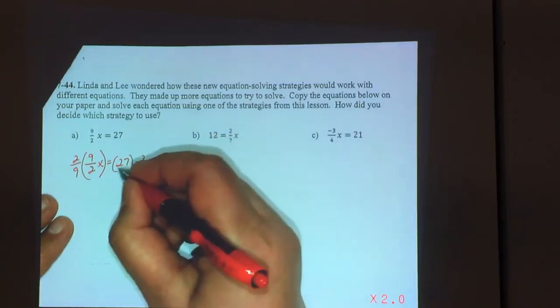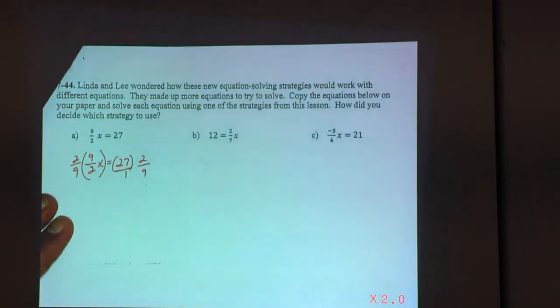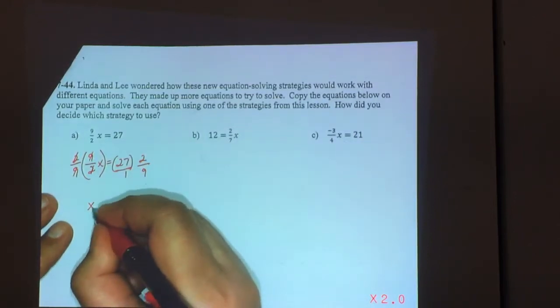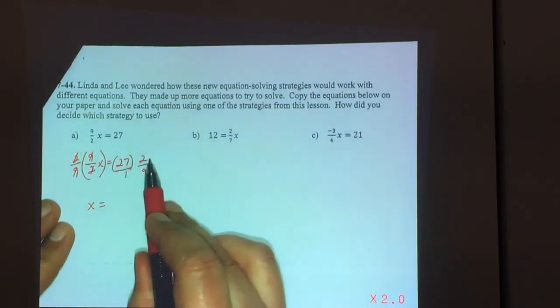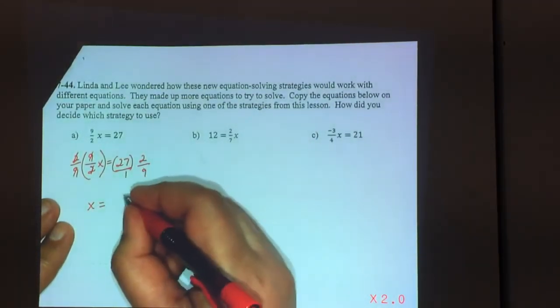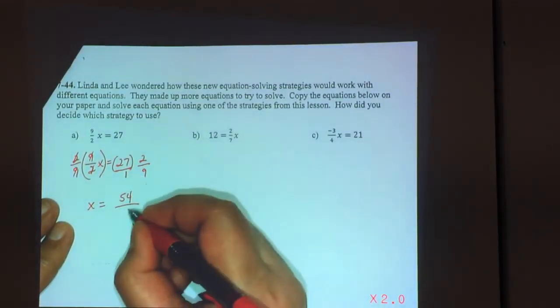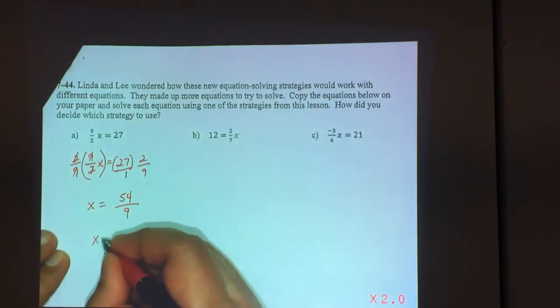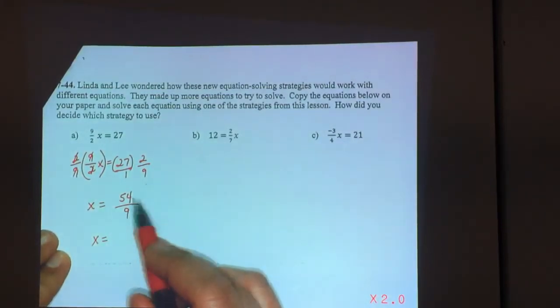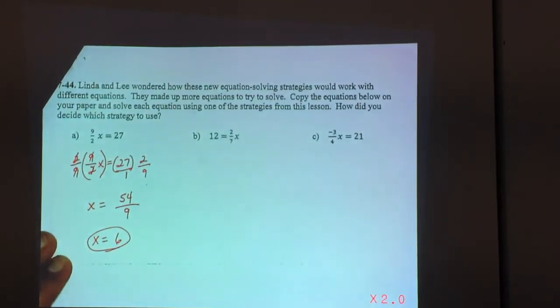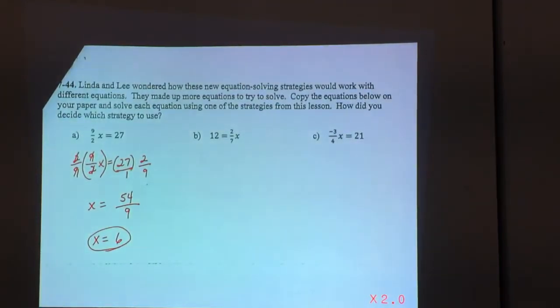Okay. And if it helps, I'm going to put a 1 underneath the 27. So look, giant 1, giant 1. So that's an x. What's 27 times 2? 54. What's 1 times 9? 9. How many times will 9 go into 54? 6. Ta-da!